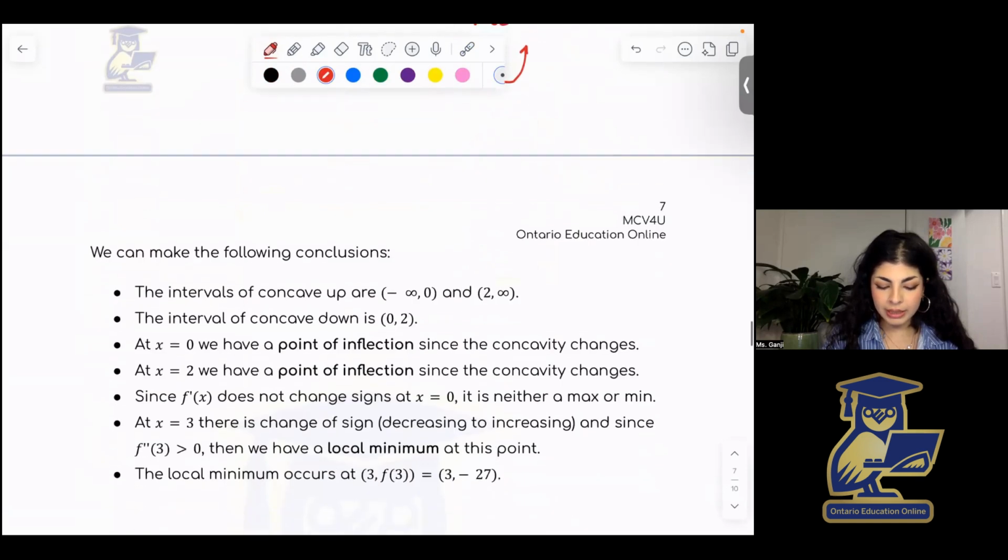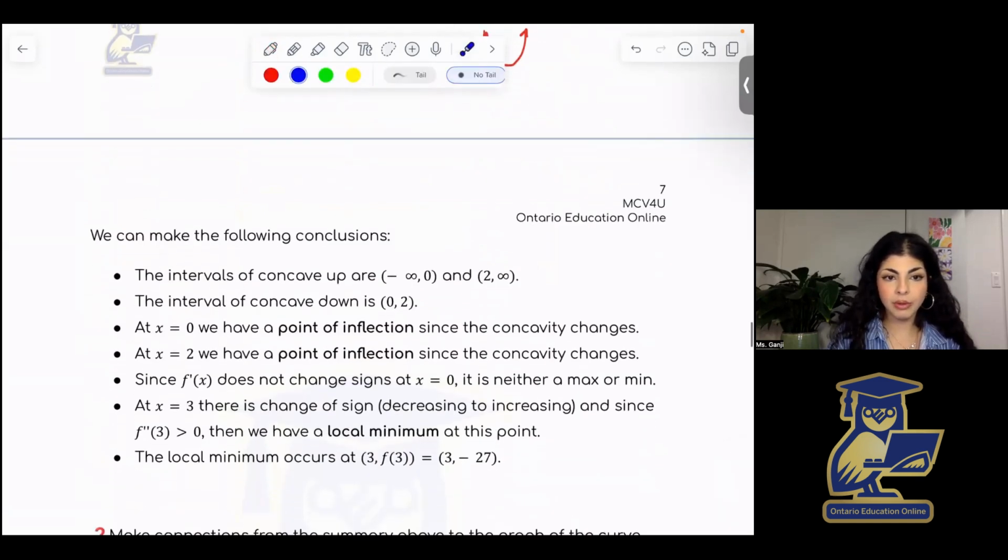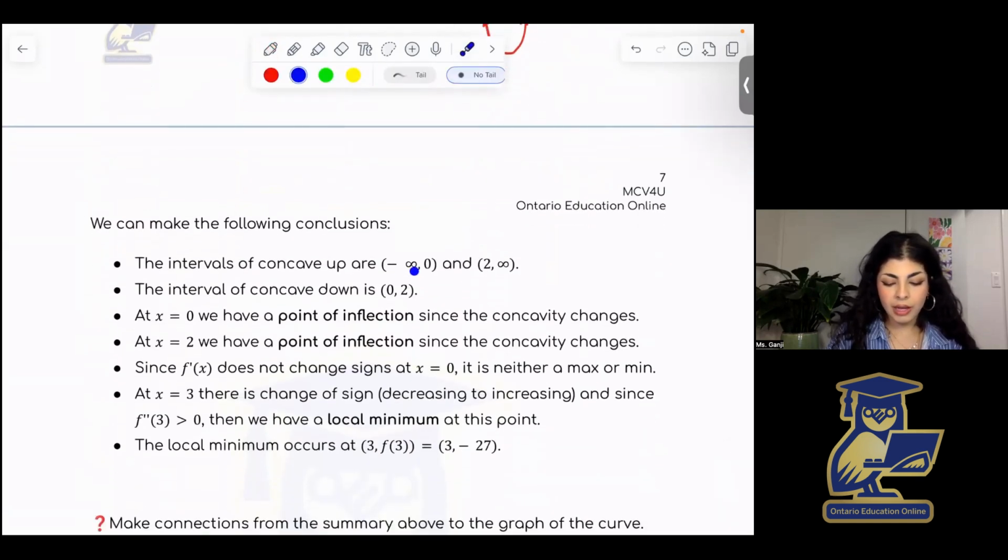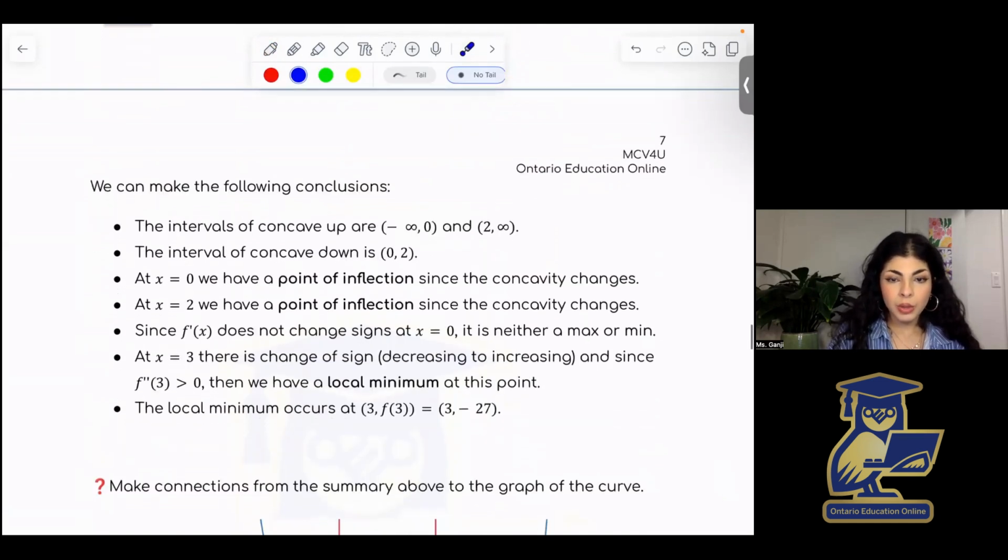And so I've summarized here all the information from this table. So we have the intervals of concave up, we have the interval of concave down, and we know that at x is 0 and x is 2, we have a point of inflection because the concavity changes, not necessarily because the second derivative is equal to 0. Although that did help us figure these 2 points out as possible points of inflection, the fact that the concavity changes is what actually determines that these are points of inflection.